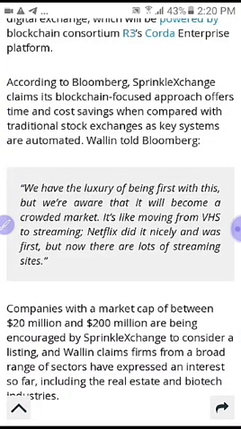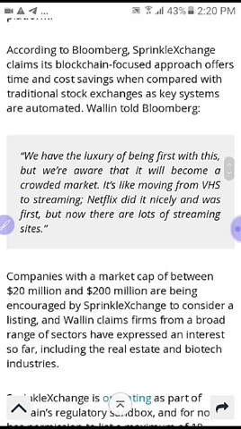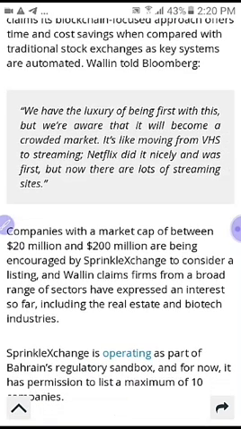According to Bloomberg, Spring Exchange claims its blockchain-focused approach offers time and cost savings compared with a traditional stock exchange, as key systems are automated. Wallin told Bloomberg, "We have the luxury of being first with this, but we are aware that it will become a crowded market. It's like moving from VHS to streaming. Netflix did it nicely and was first, but now there are lots of streaming sites."